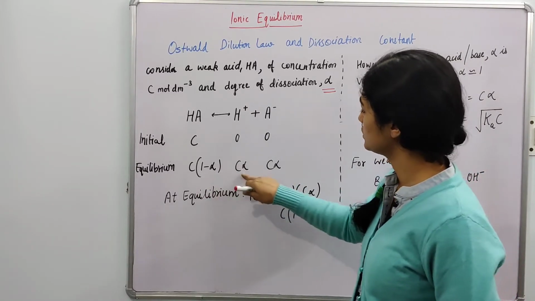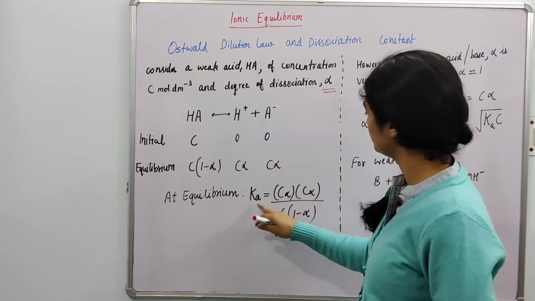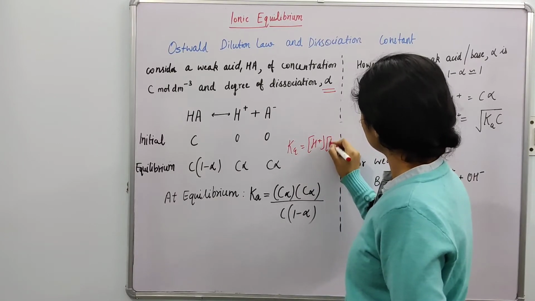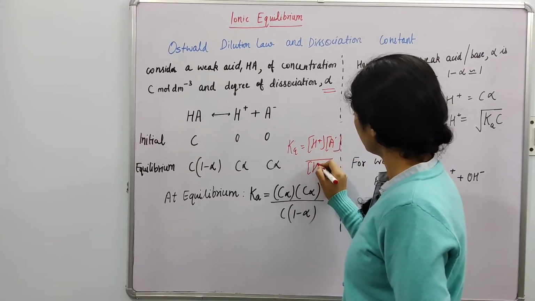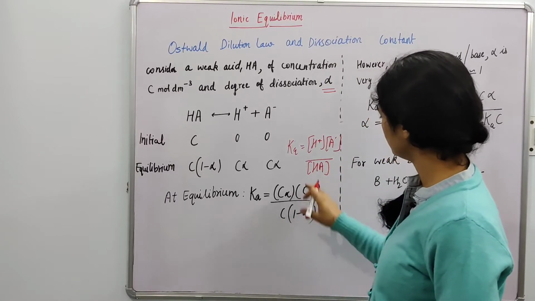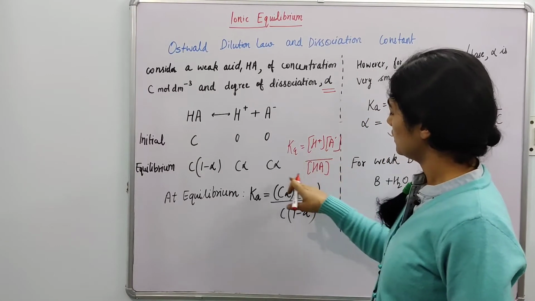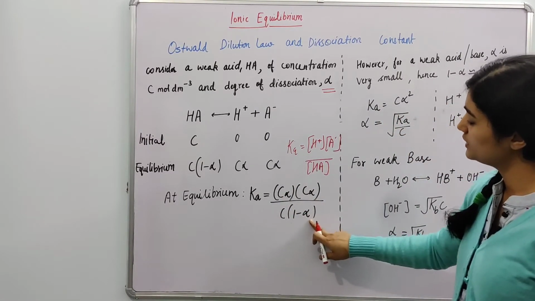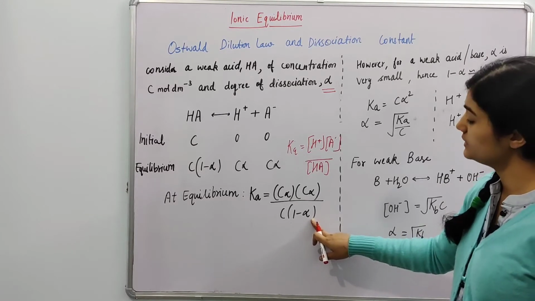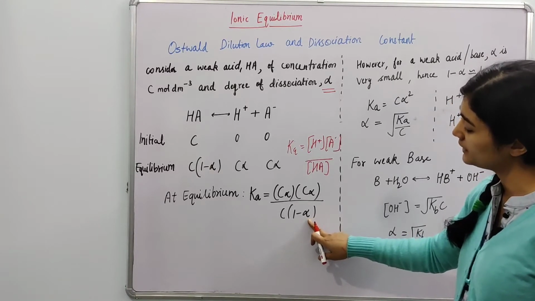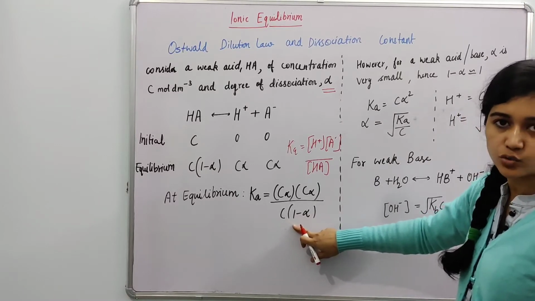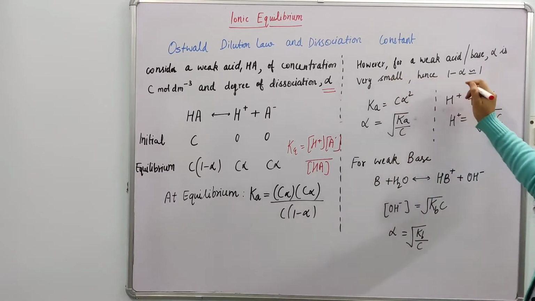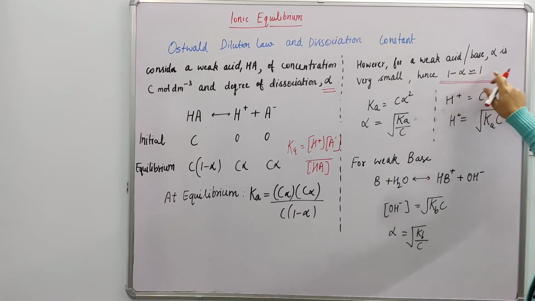Alright, these concentrations have been put here. The formula would have been H positive, A negative divided by HA, so I have put the values of these here. Now your degree of dissociation is very small. It's a weak acid, so alpha is very small and can be neglected as compared to 1. So we can write 1 minus alpha equal to 1.